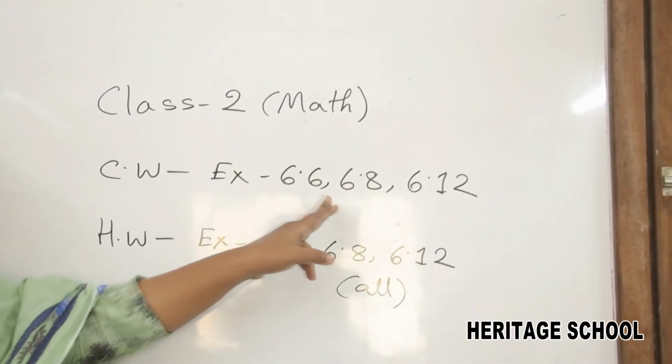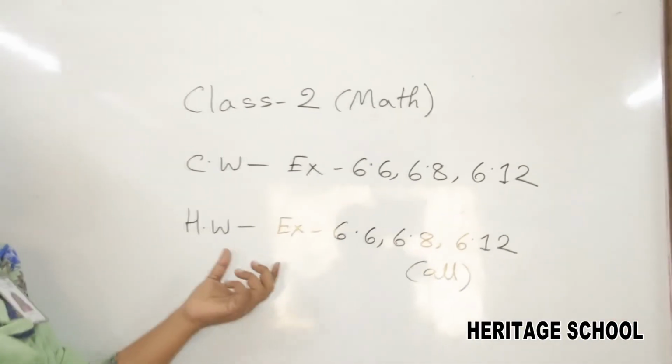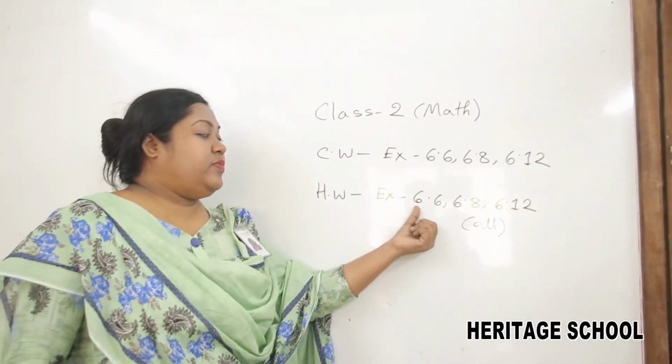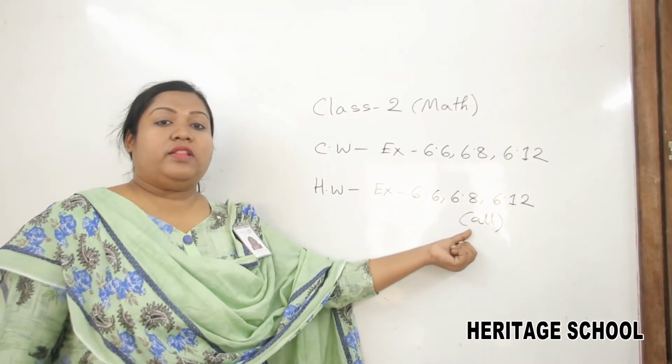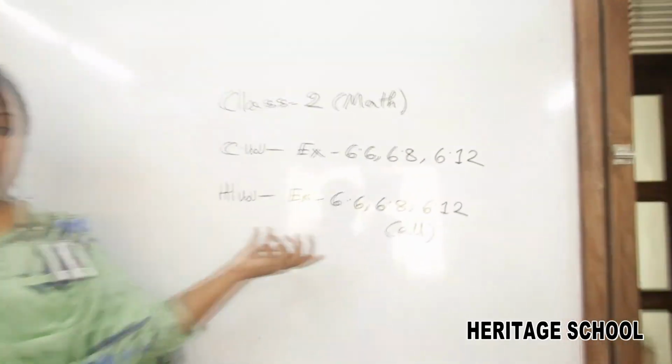Okay? 6.6, 6.8 and 6.12. So at home, your homework is, from this exercise, you have to do all the maths from your book, lesson book. Okay?